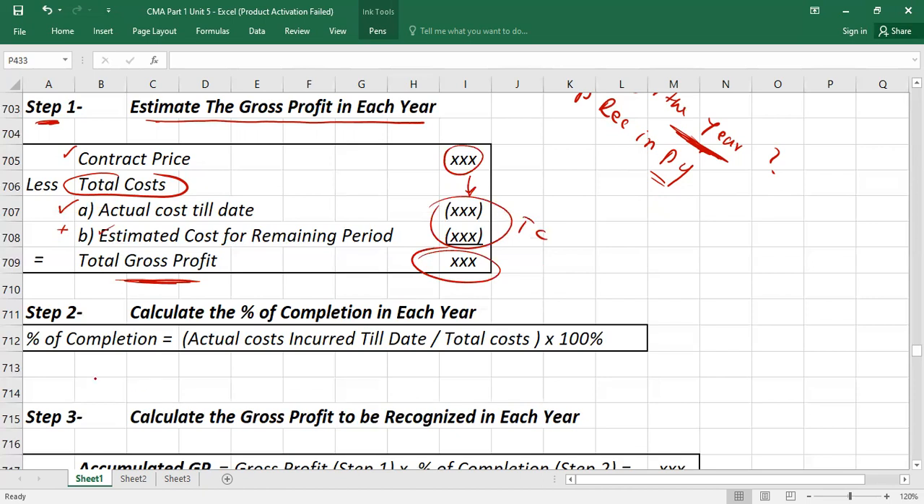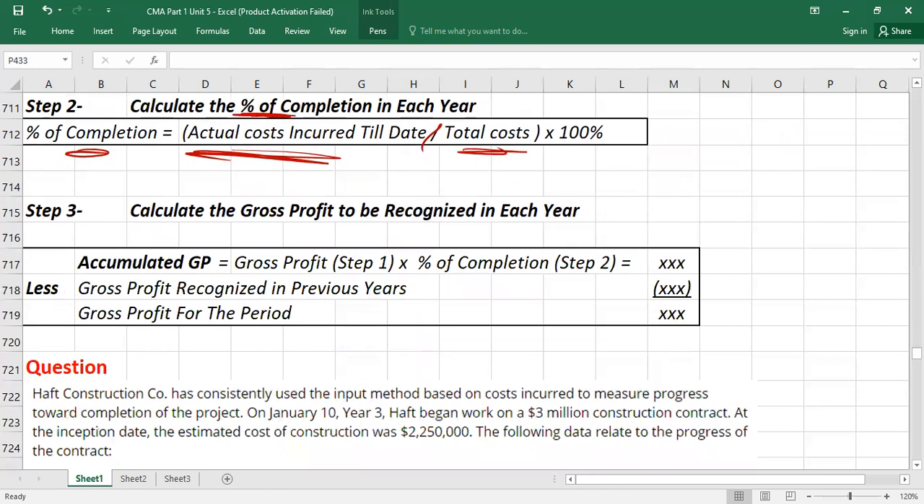And then step number 2: you will calculate the percentage of completion. For percentage of completion, we always need actual cost incurred till date divided by total cost. And by the way, you have these two pieces of information here. Actual cost till date divided by total cost. Understood? Clear, guys? Once you divide, you will get the percentage of completion.